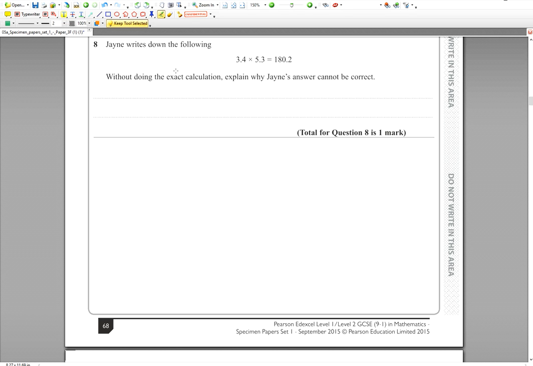Okay, question number 8. Jane writes down the following: 3.4 times by 5.3 equals 880.2. Without doing the exact calculation, explain why Jane's calculation cannot be correct. Now, 3.4 is approximately what? 3. So 3.4 to the nearest whole number is 3, and 5.3 to the nearest whole number is 5, and 3 times by 5 is 15. So this is if we round to the nearest whole number.